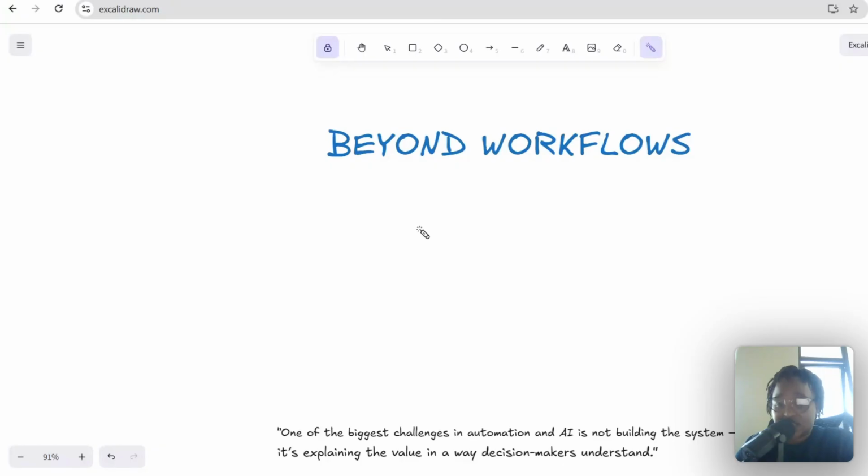So, one of the biggest challenges in automation and AI is not building the system itself. It's actually explaining the value in a way that the decision makers can understand. And this is the challenge that I literally faced while working with my clients.